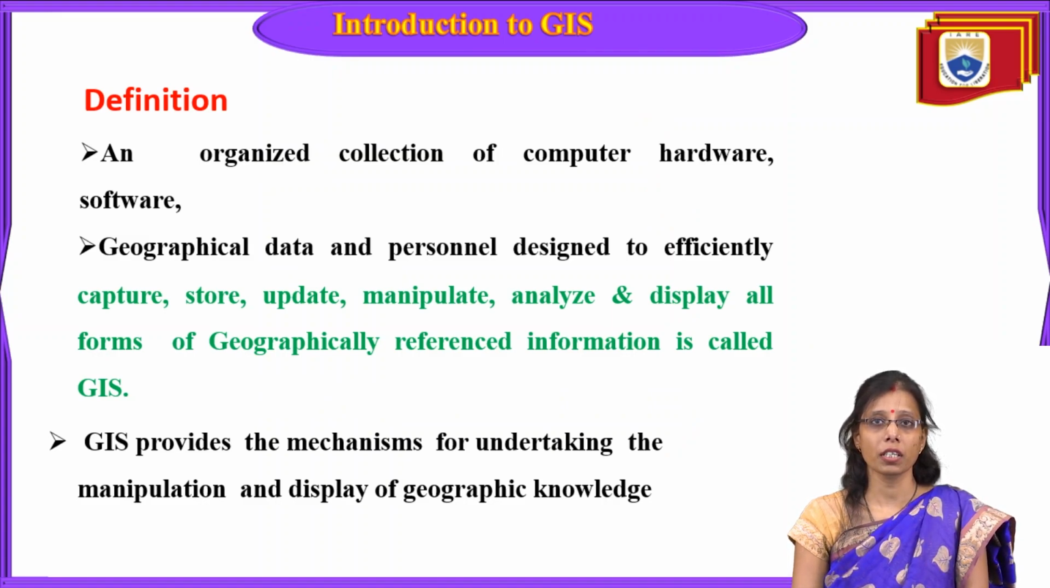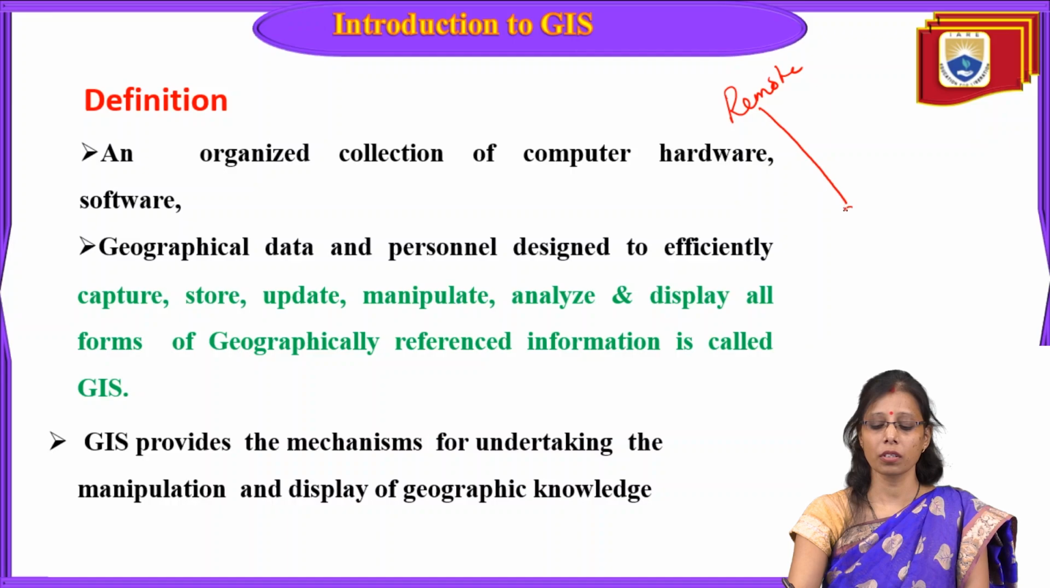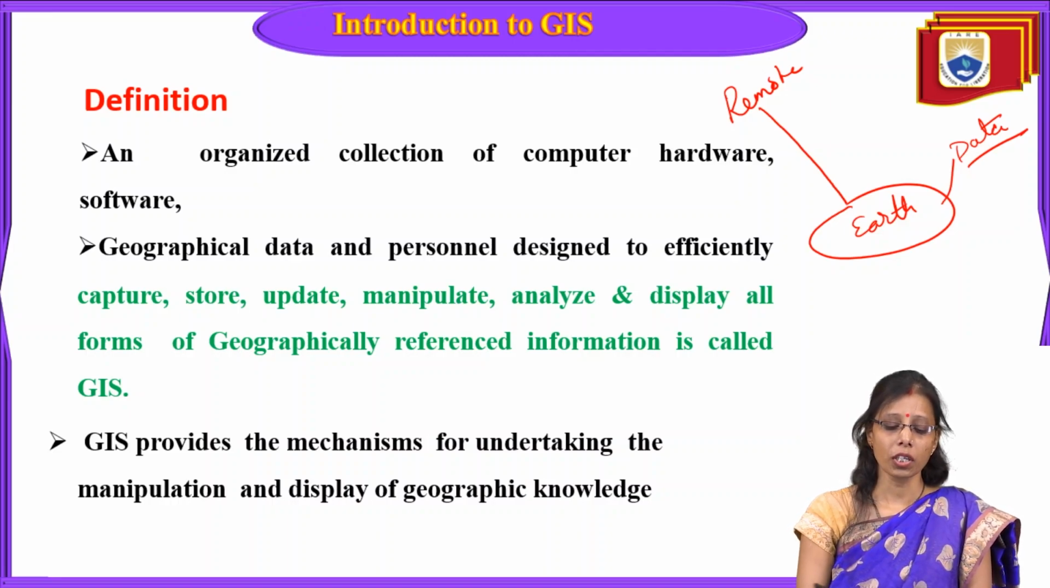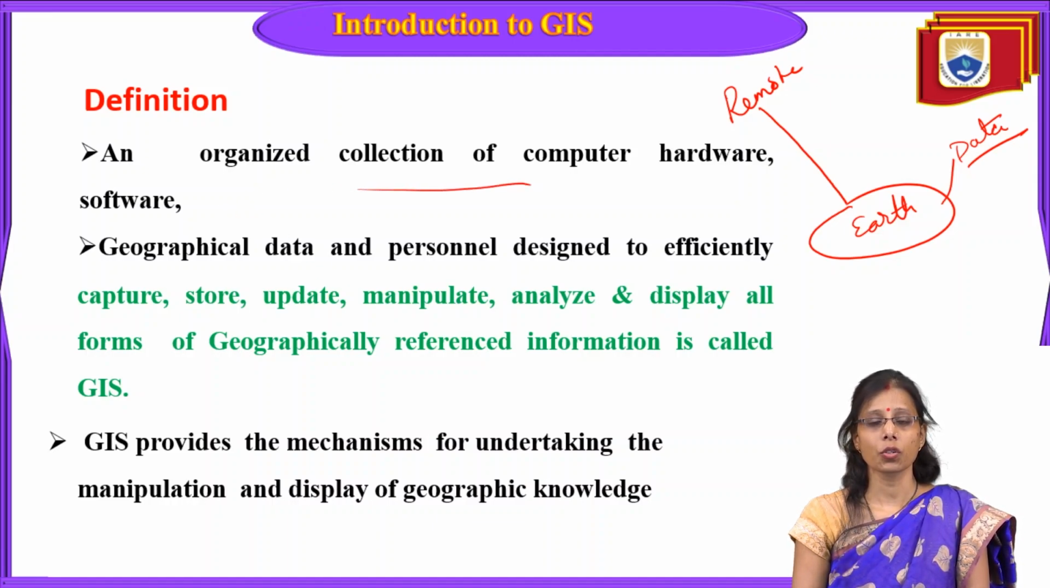The definition of GIS, as I said, is the information of the entire Earth's surface features which is collected by the remote sensing process. Like in the previous lectures we studied remote sensing, right? Remote sensing captures the Earth's information and gives it to us in the form of data, and this data will be used further for information processing on the GIS platform, right? So what is the definition basically? An organized collection of computer hardware and software.